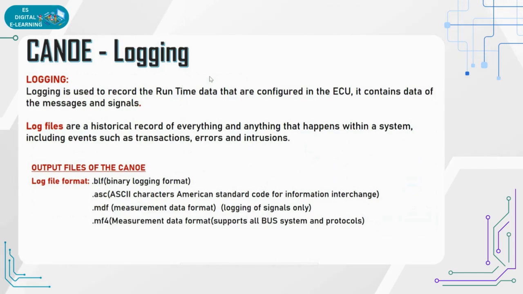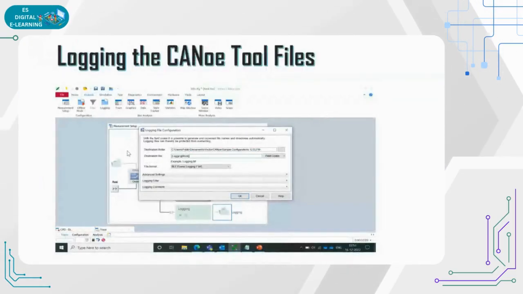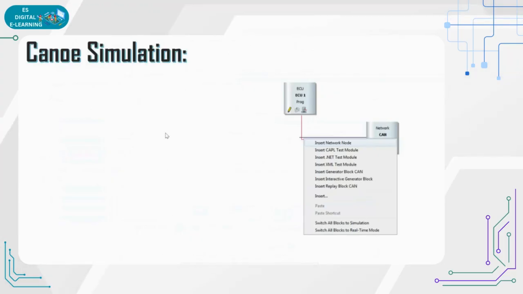So the file formats of CANoe are very important, the logging and the format that you select, so that we can store it in your Windows. So this is about CANoe logging, how you are able to do it. And next is CANoe simulation.